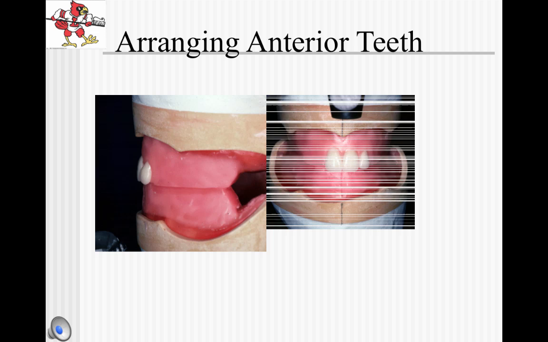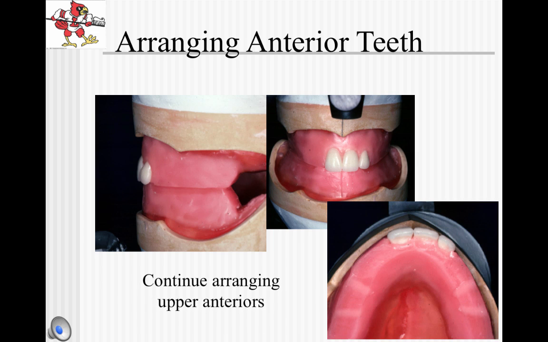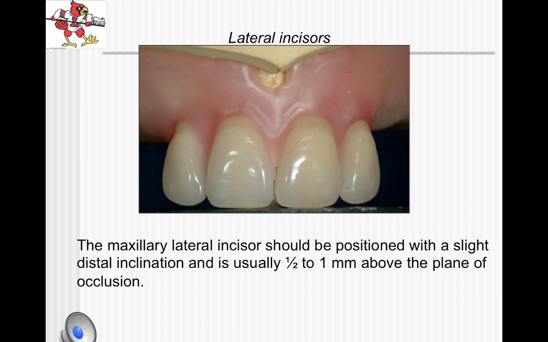Continue arranging the upper anteriors by placing the two lateral incisors. Note that they turn the corner and follow the outline of the arch. Follow the occlusion rim if you have adjusted it to a reasonable arch form. The maxillary lateral incisor should be positioned with a slightly greater mesial inclination of the incisal edge or distal inclination of the root, and is usually 1/2 to 1 millimeter above the plane of occlusion.